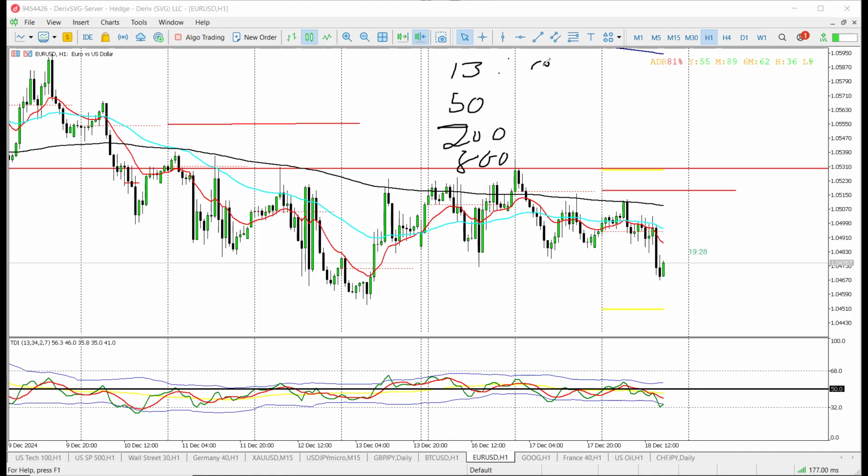The 13, you'll find, is the red one. The 50 is the aqua. The 200 is the black one. And the 800 is the navy blue one. Okay, so these are the moving averages. Then I've got the TDI.